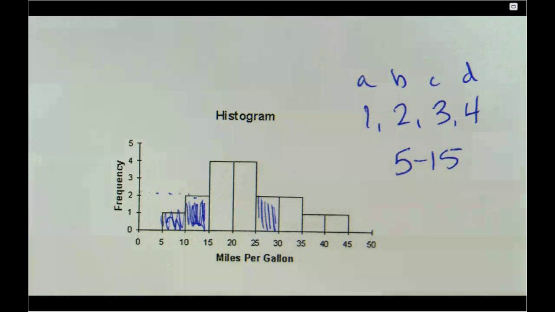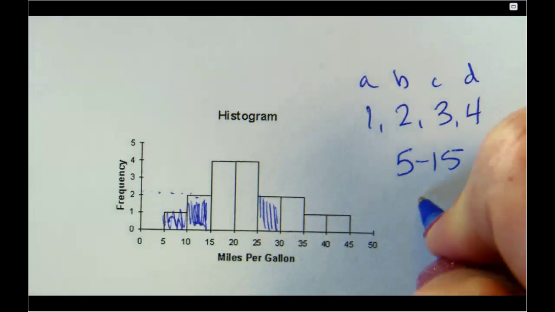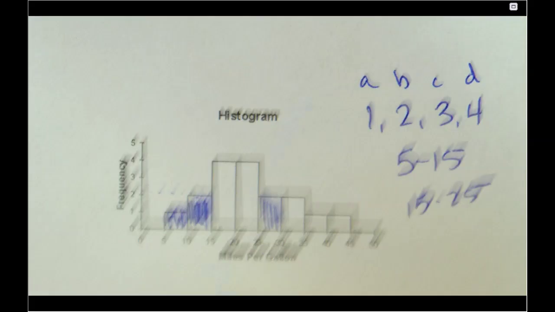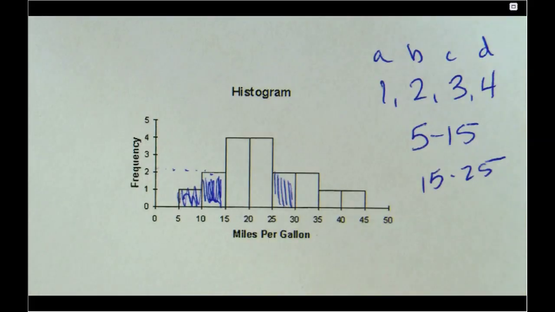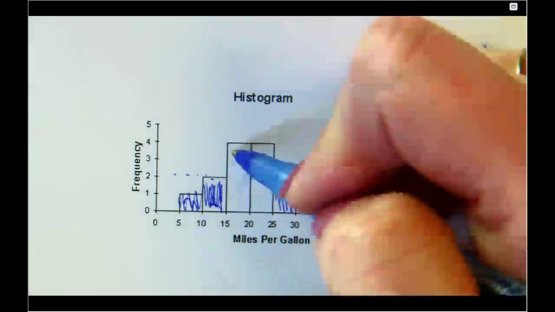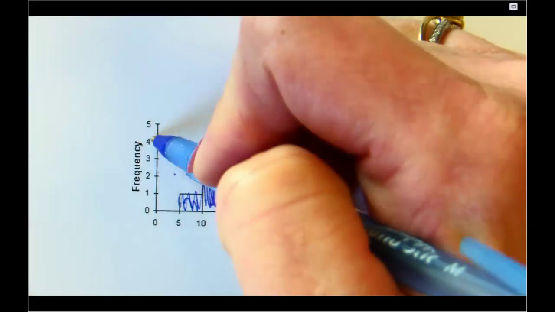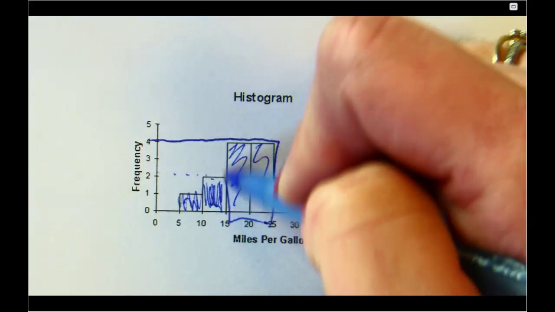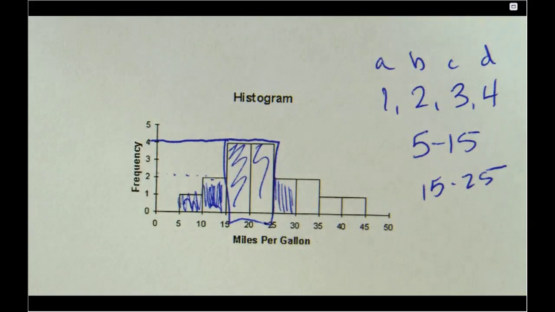How many cars got between 15 and 25 miles per gallon? Eight. Because this is 4 high, and so we have 8 there because we have two bins that have 4. What about 25 and 45? 13. You could count them all.